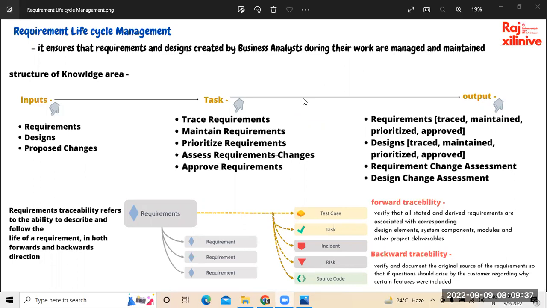Now, when you talk about maintaining of requirements, maintenance or requirements management and communication. Earlier it was called requirements management and communication. Later it was changed to requirement management. In that, when we talk about maintaining requirements, maintenance will be done in a documentation format. So this is where generally you see the difference.